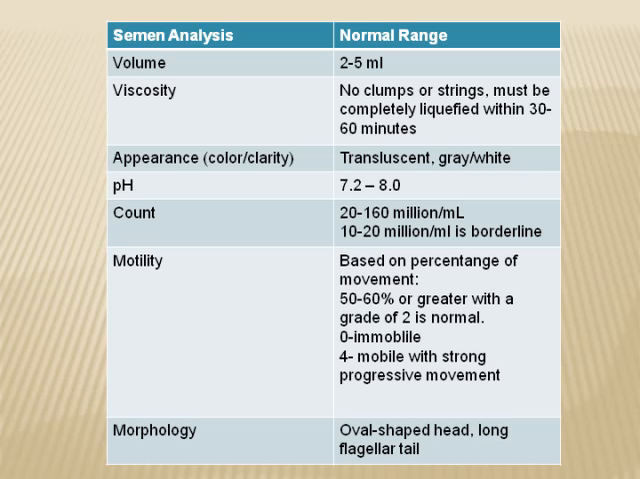Morphology is equally as important as motility and count. There are lots of different shapes of sperm. Normally, they should be oval-shaped. They should have an oval-shaped head and a long flagellar tail and have that nice, strong, progressive movement. There are all kinds of different morphologies. I would refer you at this time to your textbook. They have some nice diagrams in there.